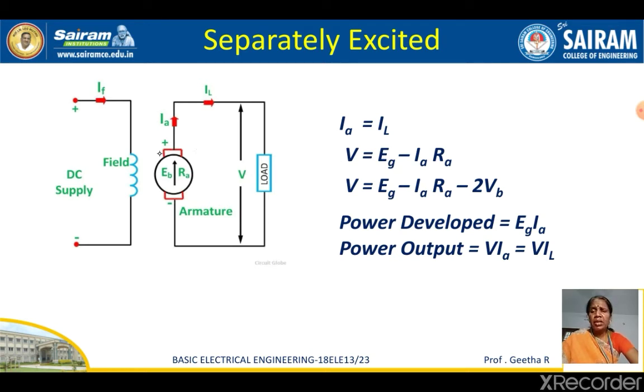When you consider the brush drop, in the brush also some potential drop will be there. There are two brushes, so two brush voltages. When you calculate exactly, it is not only the drop across the armature resistance but also the drop across the brushes. So the terminal voltage can be written as the generator EMF, that is Eg, minus Ia Ra minus 2 Vb. The power is nothing but the product of V and I.